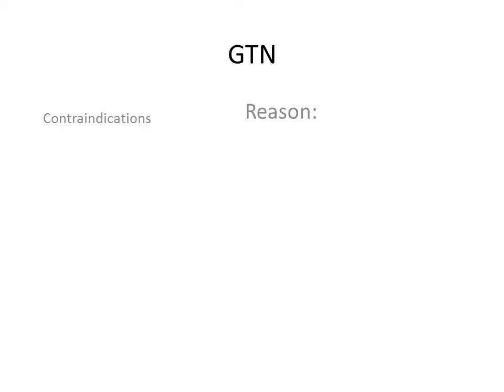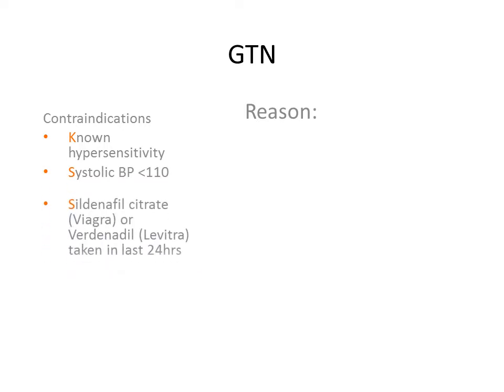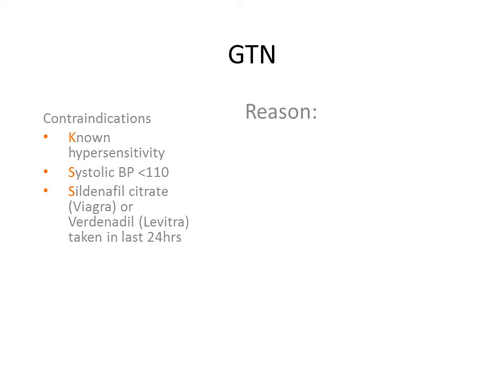Moving on. So, contraindications. We've got known hypersensitivity, a systolic blood pressure of less than 110. If they've had Viagra or Levitra in the last 24 hours. Now, the two other names for Viagra or Levitra, so sildenafil citrate and vardenafil for Levitra, I've put up there as well. Most people won't necessarily know those ones, but it's more if you see them on the packet. They'll know if they're taking either Viagra or Levitra. So think of the two V's, Viagra and Levitra. So two V's in the last 24 hours.